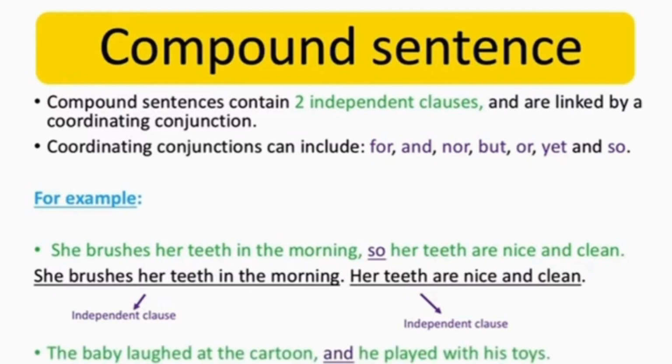Another example is, the baby laughed at the cartoon and he played with his toys. It's important to note that we use commas before the coordinating conjunction.